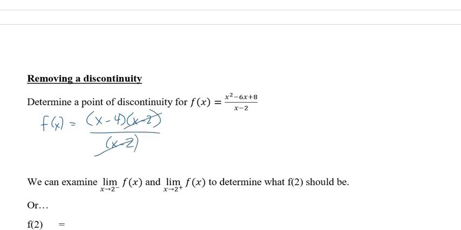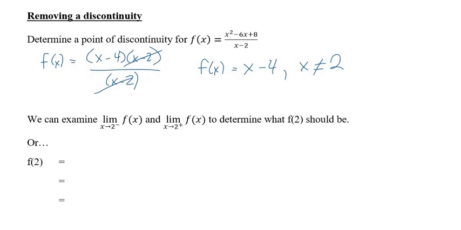As it turns out, those two cancel. And it works out to f of x equals x minus 4. But we still have that restriction to worry about because it's not actually x minus 4. It's this function here, and we still have that restriction on the bottom, so x cannot be equal to positive 2. We can examine the limit as x approaches 2 from the right of f of x, and the limit as x approaches 2 from the left of f of x to determine what f of x should be.